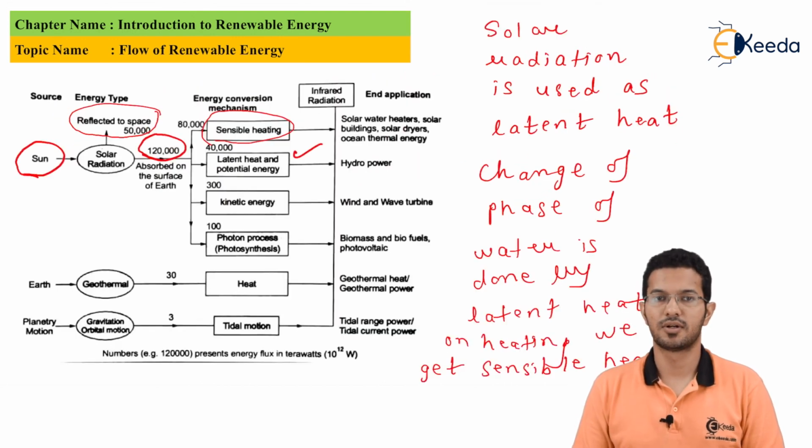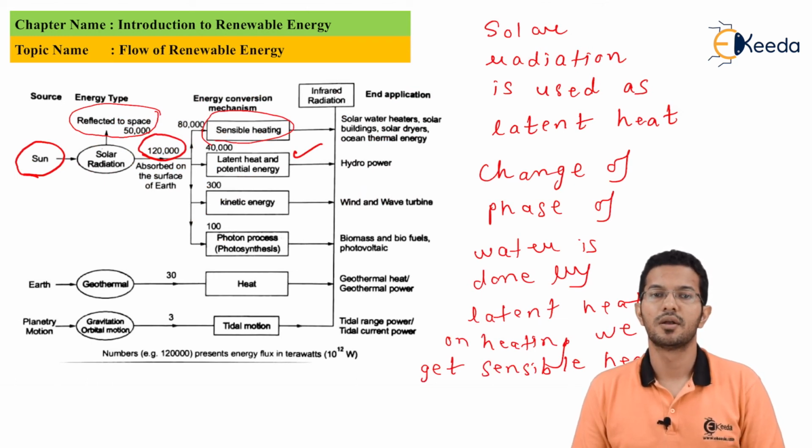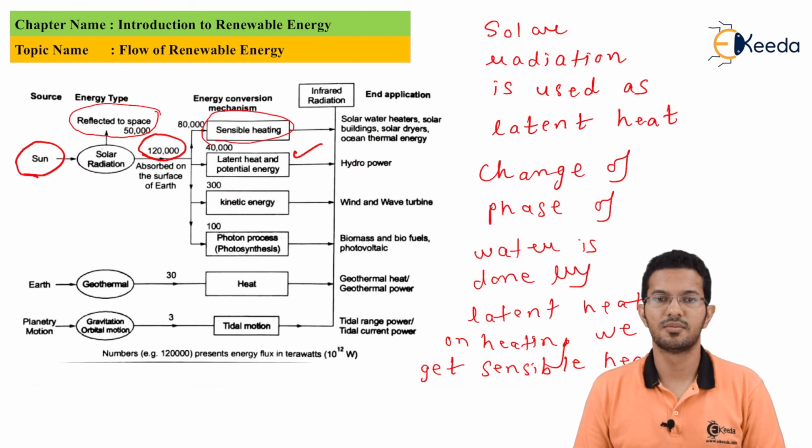Now, let's come back to the diagram. Similarly, 300 units are used as kinetic energy due to the difference in pressure, in wind and wave flows. Likewise, geothermal energy from the core of the earth is used as geothermal power. The dominance of solar energy is clearly visible from the renewable energy flow diagram.